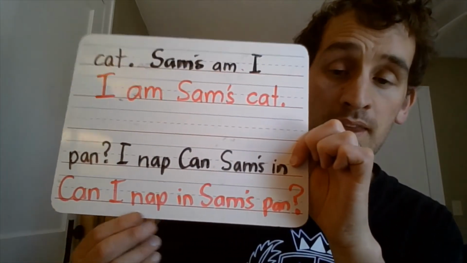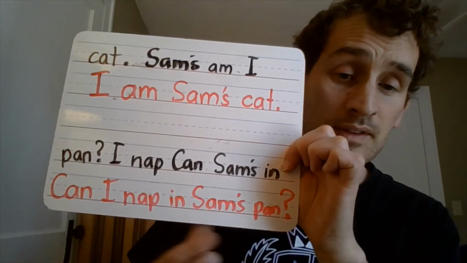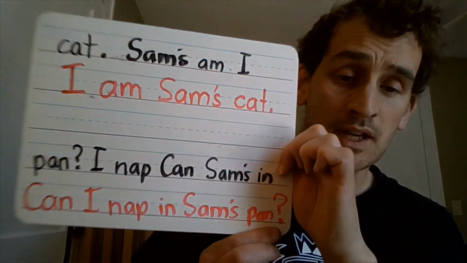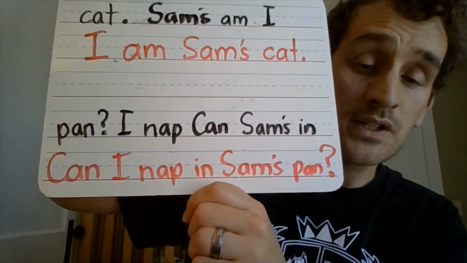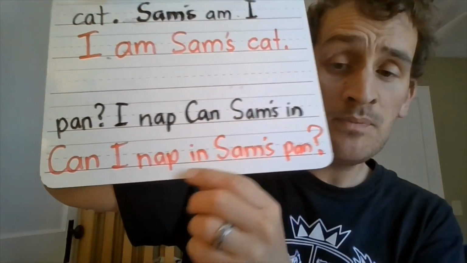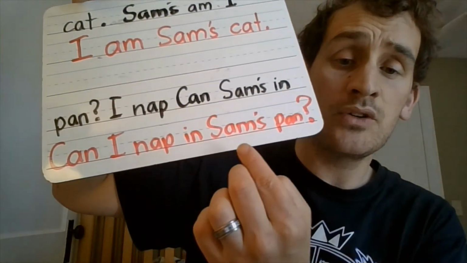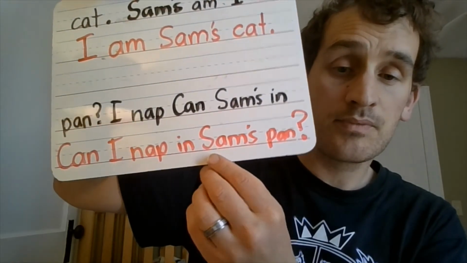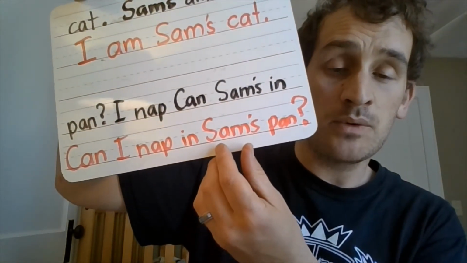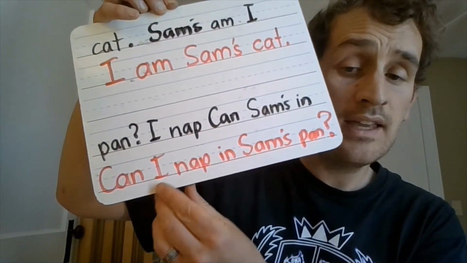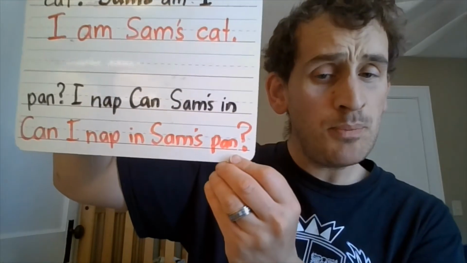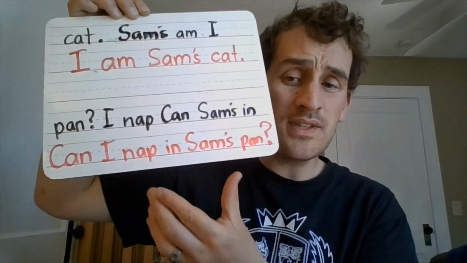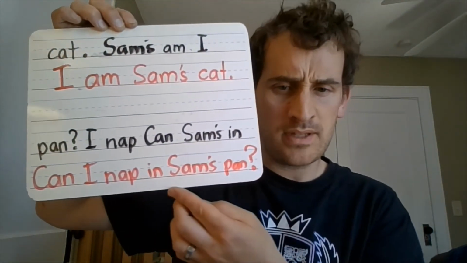No. Uppercase letter. And this has a question mark at the end of it. This has a question mark at the end of it. Did you get mixed up with this one? Because there's 3 places it could have started. It doesn't start here, because that wouldn't make sense. It doesn't start with I. It has to start with can. And it has to end with a question mark. When you put a question mark in there, it changes the whole way the sentence sounds. Can I nap in Sam's pan? Sure, if you wanna. I don't care.